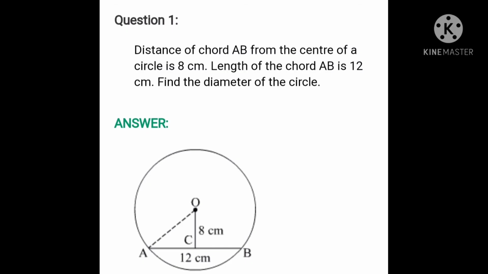Let's move to practice set 6.1. Question number 1: the distance of chord AB from the center of a circle is 8 cm. The length of the chord AB is 12 cm. Find the diameter of the circle.